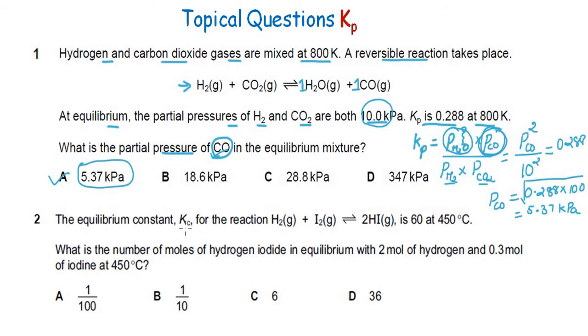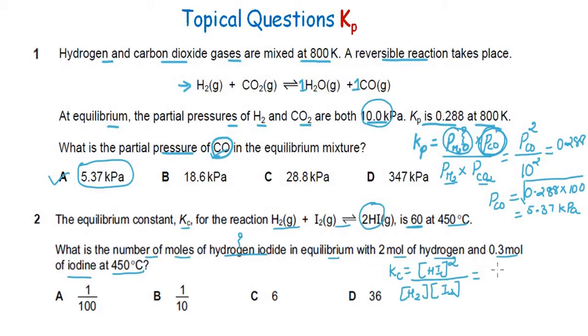The next question: the equilibrium constant Kc for this reaction is 60 at 450 degrees Celsius. What is the number of moles of hydrogen iodide in equilibrium with 2 moles of hydrogen and 0.3 moles of iodine at 450 degrees Celsius? So we have to find the number of moles of hydrogen iodide at equilibrium. Before that, we need to write the expression for Kc, that is the concentration of hydrogen iodide raised to the power 2, divided by the concentration of hydrogen times the concentration of iodine.